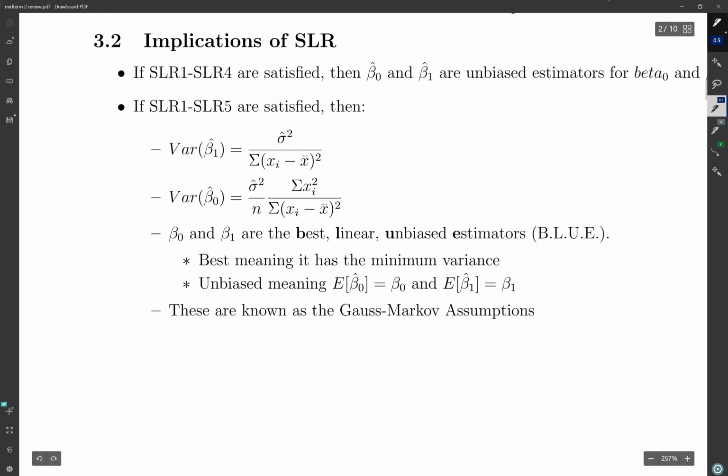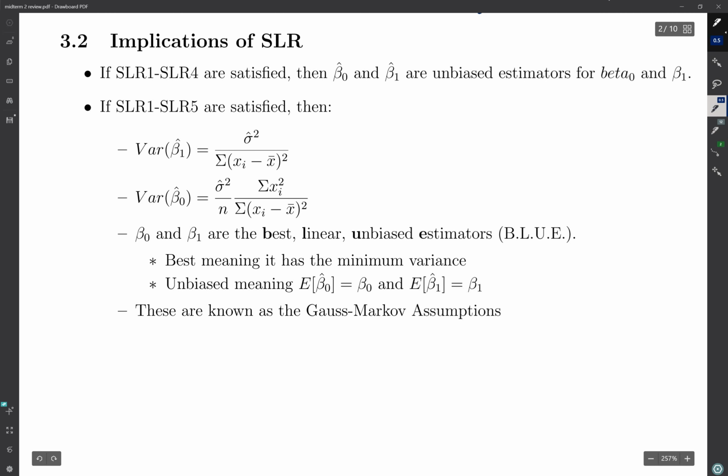All right, so if the first four are satisfied, then beta 0 hat and beta 1 hat are unbiased estimators for beta 0 and beta 1. I obviously did not put a slash in my code here, so it actually wrote out beta. So that should just be beta 0. Okay.